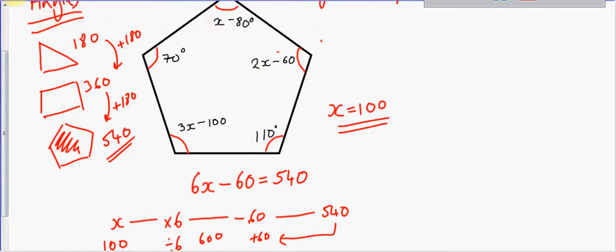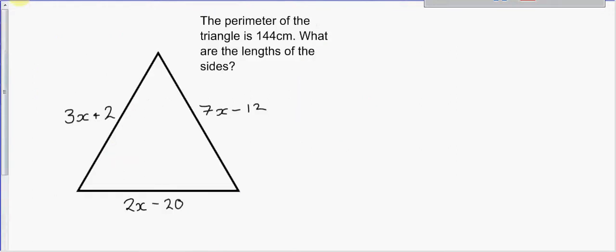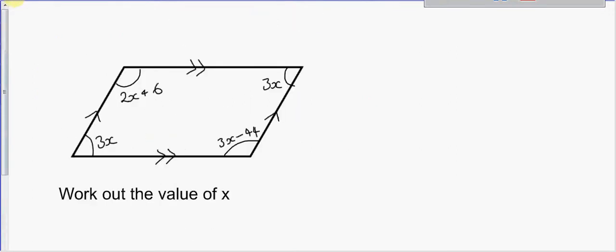Okay, I'm going to do one more example, which is this one here. Now, again, it's another work out the value of x, and again, it's about angles. So it's not a perimeter one, it's an angles problem.